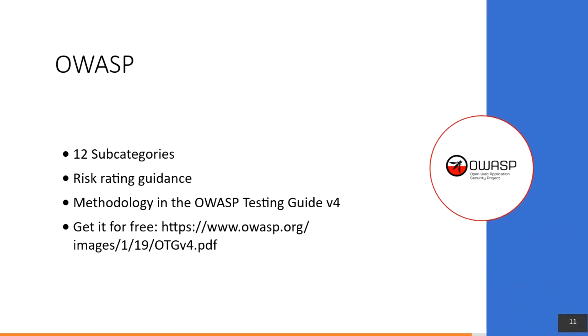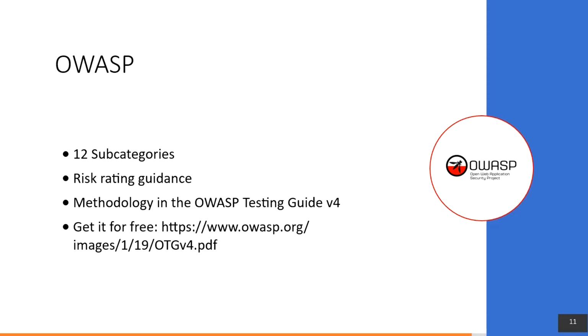Earlier in our conversation, we talked about common methodologies and standards, and here we're looking at the Open Web Application Security Project, or OWASP. It is one of the free available guides that you have from the internet. I included a link in the last bullet. It has 12 subcategories. It gives risk rating guidance, and it has a complete methodology in the testing guide.